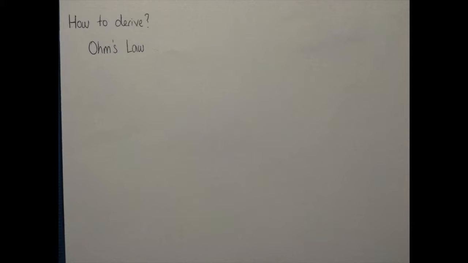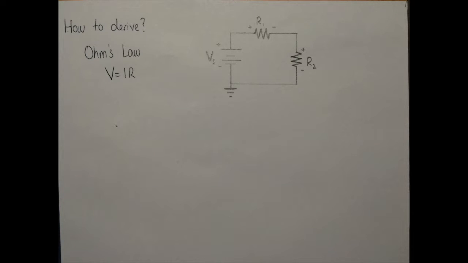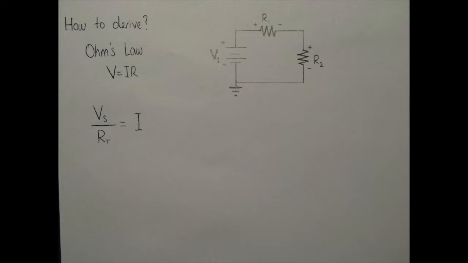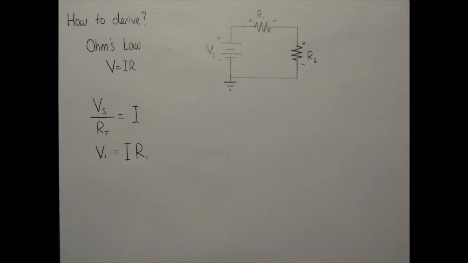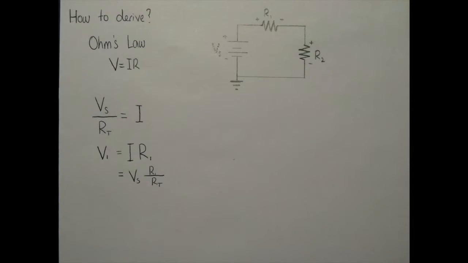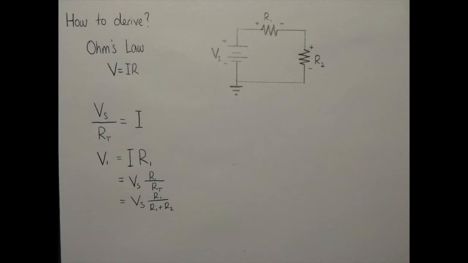Using Ohm's law, we can create an expression for current using the source voltage and total resistance. Since the current is constant in a series circuit, we can substitute this into Ohm's law again, but for a single component this time. This gives us the voltage drop across resistor 1 equals the product of the source voltage and the single resistor value divided by the total resistance, just like we mentioned before.